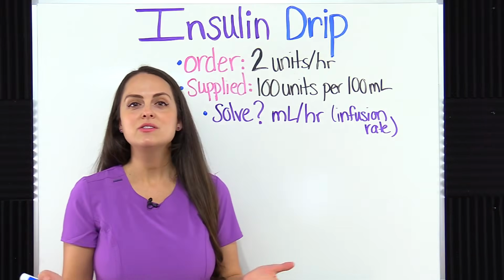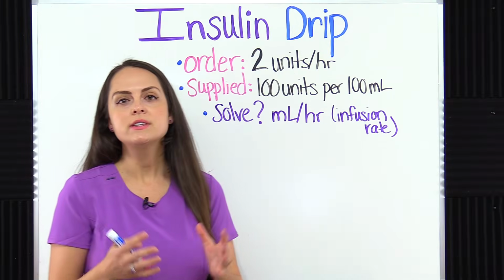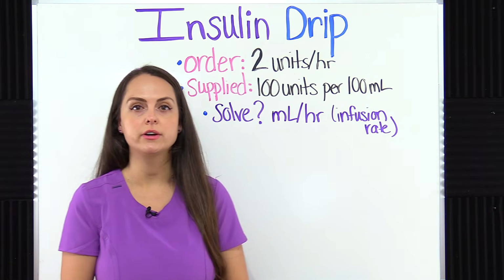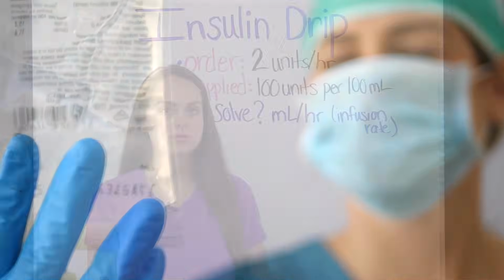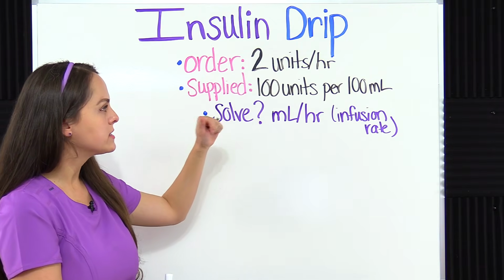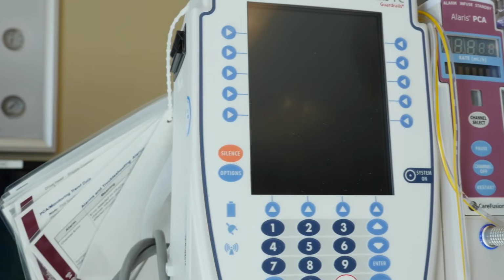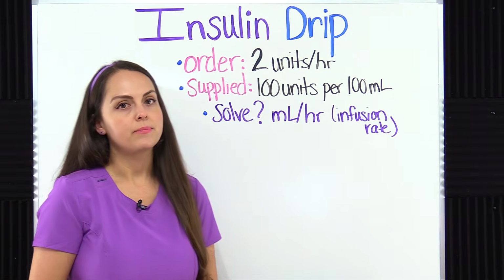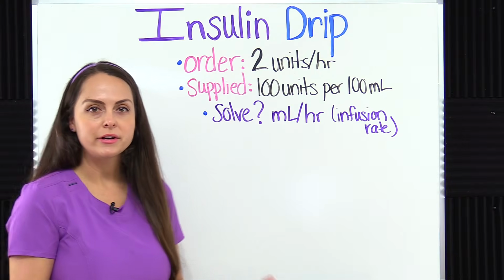The doctor has given us an order to start an insulin drip of regular insulin, and the doctor wants the patient to receive 2 units per hour of this regular insulin. Pharmacy sends us a bag of regular insulin mixed in normal saline, and on the bag it says there's 100 units of regular insulin per 100 mLs. Now we have an IV pump, and we need to set that IV pump to a milliliters per hour, an infusion rate. So the patient will get 2 units per hour. So how are we going to do that?